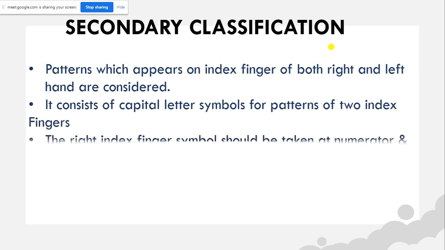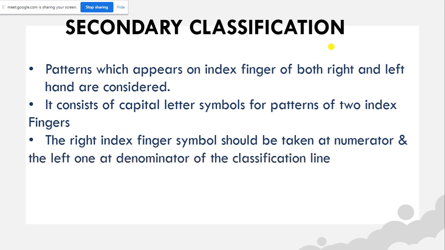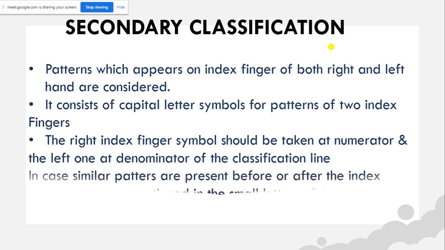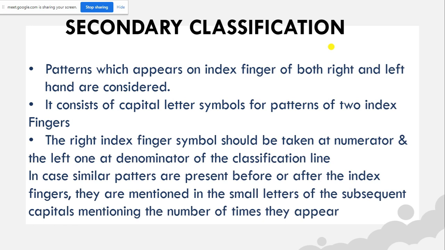What are we assigning here? The right index finger symbol should always come in the numerator, or above the classification line, and the pattern on the left index finger should always fall below the classification line. So we have patterns on the right index finger above the classification line, and patterns on the left index finger below the classification line.